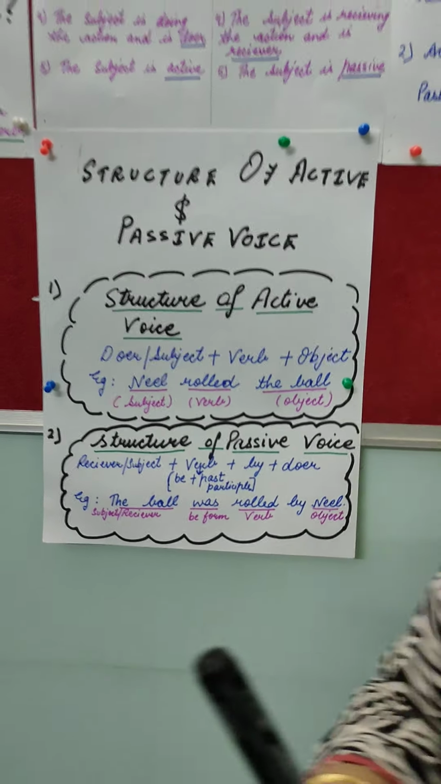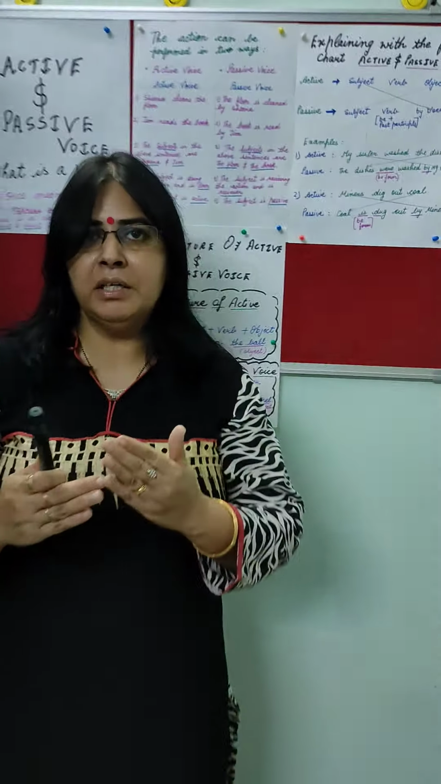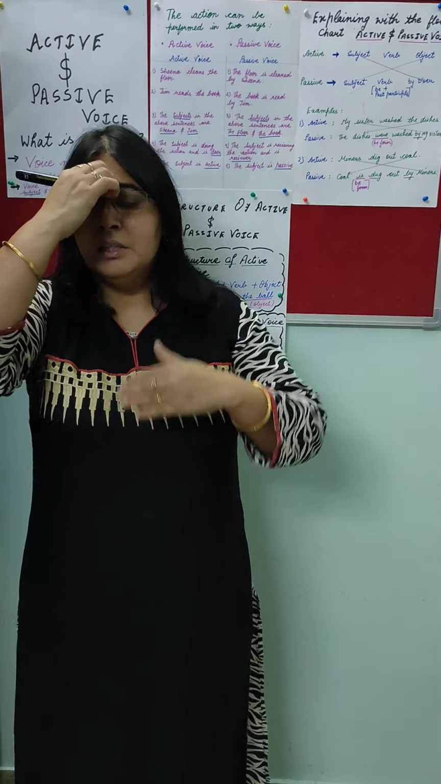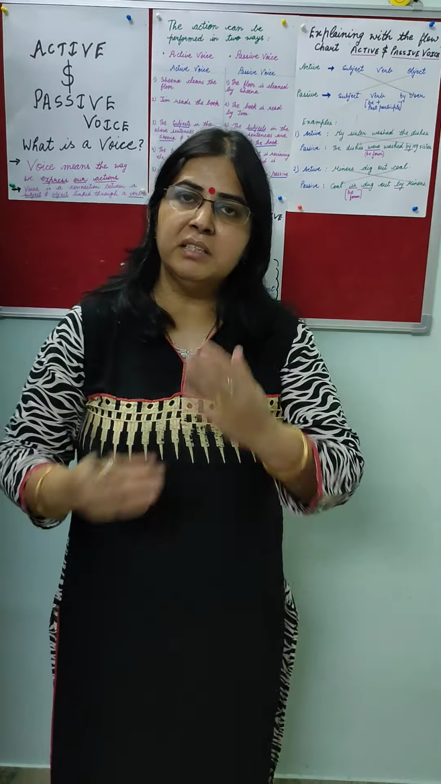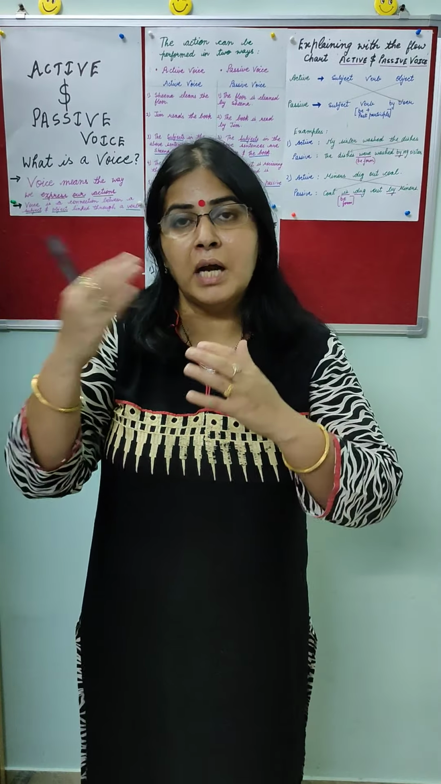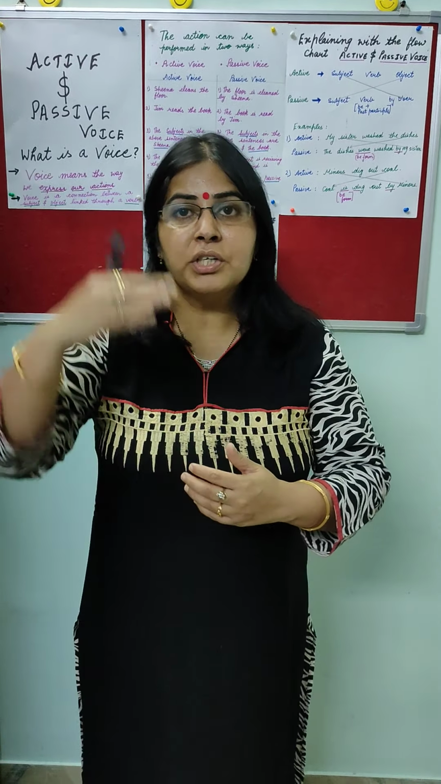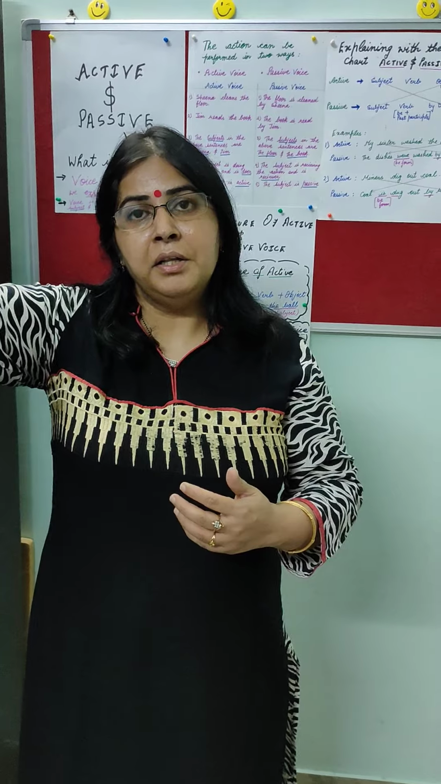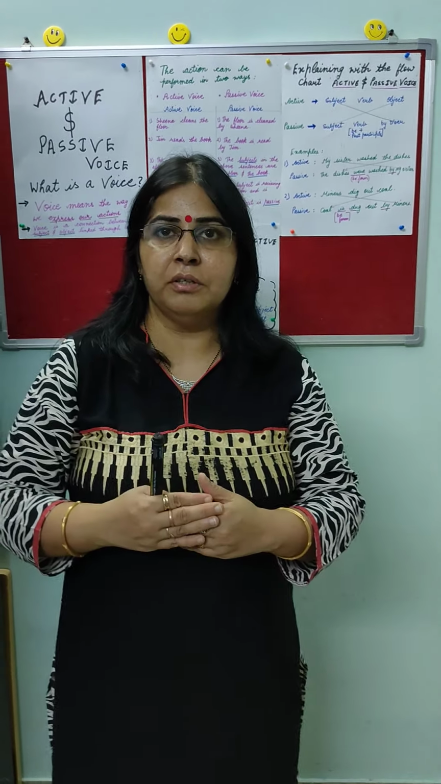So we see here that it's very simple to understand. The active is direct, when we are doing the action. The passive is when the action is being received. The things which are received, the objects, start receiving the action. Like Burj Khalifa was made in the 20th century. Burj Khalifa is receiving the action. So it is a passive voice.